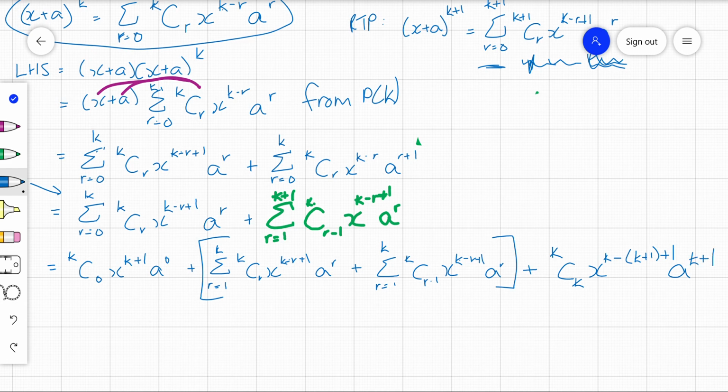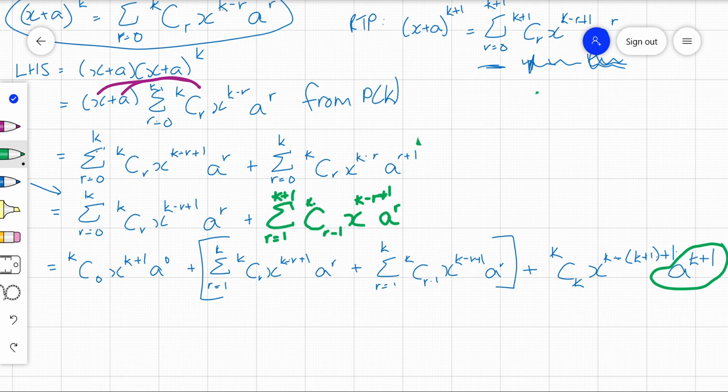Alright, so you can see that this will be k minus k plus 1 plus 1, so that's going to be 0. So that's going to be x to the 0, and k choose k is 1, so all that's going to be left for that term, and I'll circle it, is going to be that part there. That's all that's going to be left.